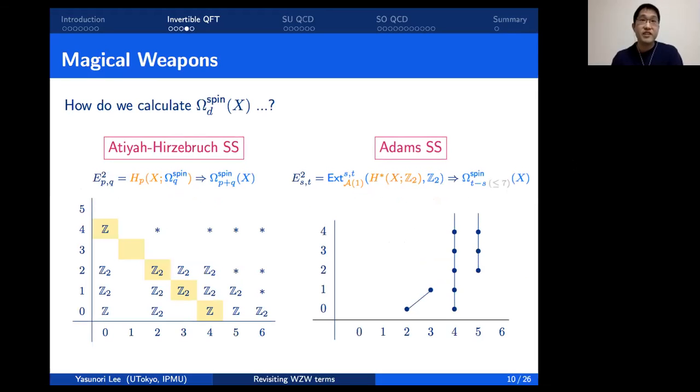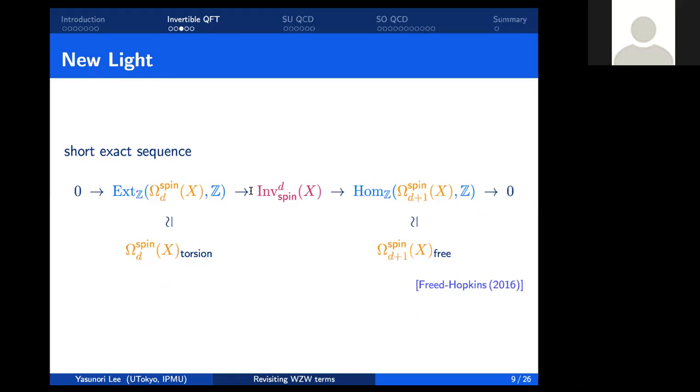Having said that... Sorry, I have one question. Okay, sure. Can you go back? So when you say deformation of invertible QFT, you just preserve that the QFT needs to be invertible, so the Hilbert space is one-dimensional under deformation. Yes. Okay.